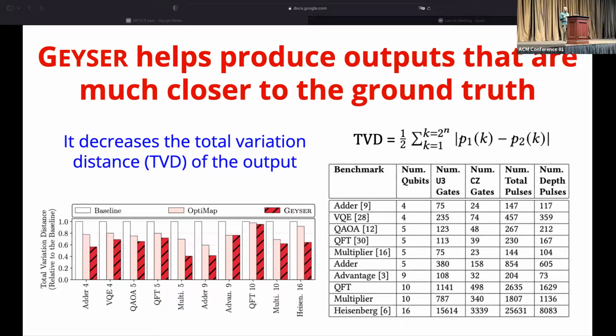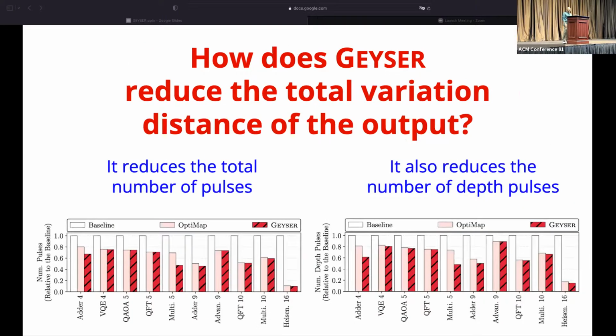And as we see, the total variation distance, which is the difference between the ideal probability distribution and the observed probability distribution, is reduced anywhere between 25 to 60% points. So we were able to get pretty good results with this. And the reason for this is that, as expected, Geyser was able to reduce the total number of pulses in the circuit and also the depth of the critical path in terms of the number of pulses.